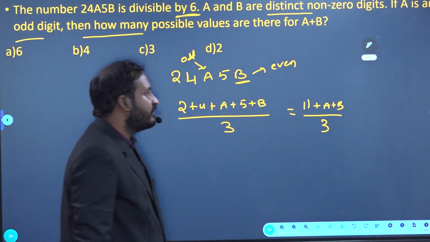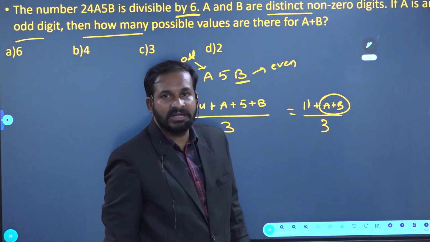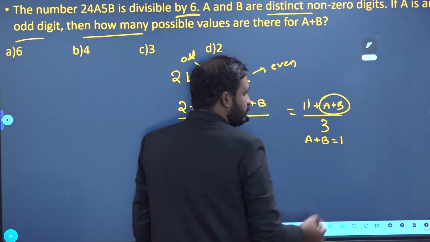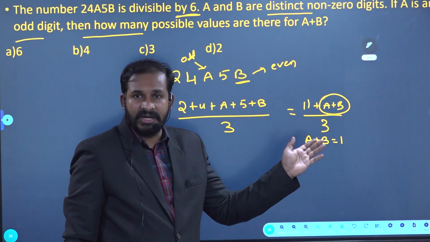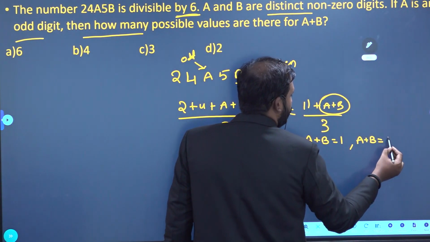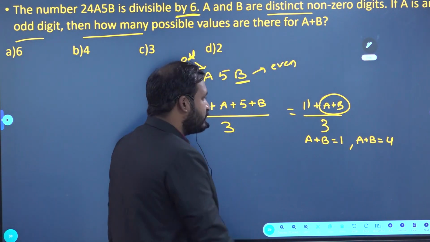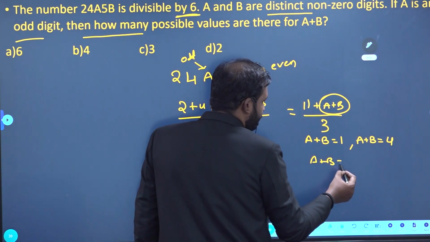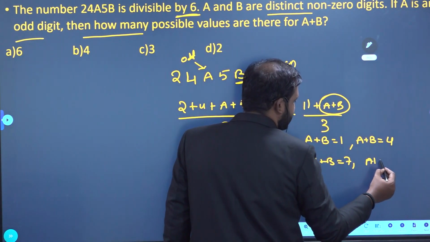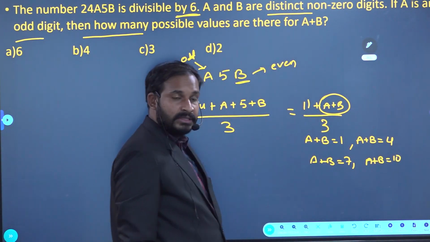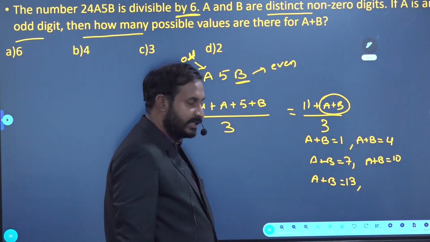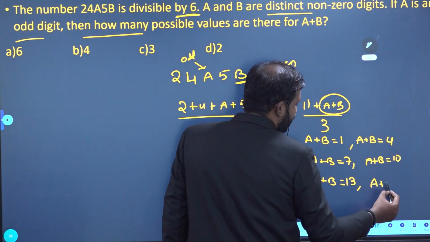Now, how many values of A plus B are possible? First of all, tell me what are the values of A plus B I can take here. I can take A plus B as 1. Why? Because 11 plus 1 it becomes 12. Next, I can take A plus B as 4. There is a possibility for that. Next, A plus B as 7. Then also it is possible. Next, A plus B as 10. There is a possibility. Next, similarly, A plus B value as 13. There is a possibility. Next, similarly, A plus B value as 15.